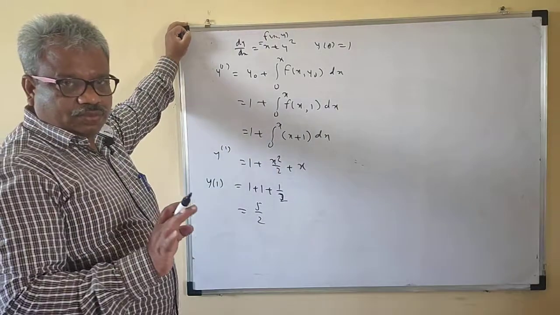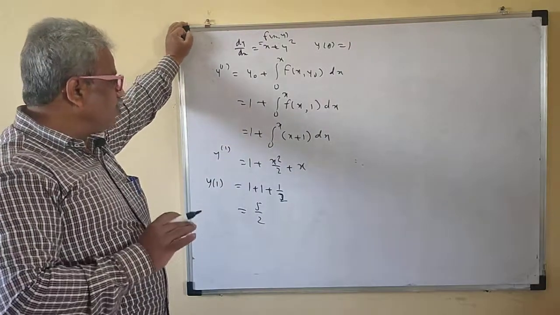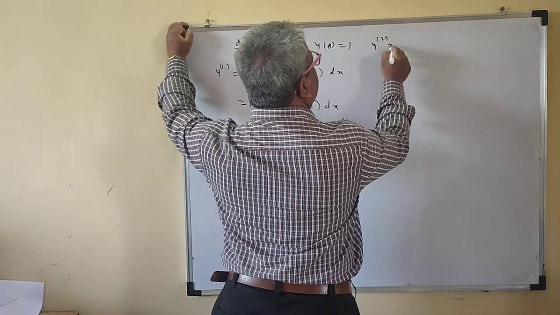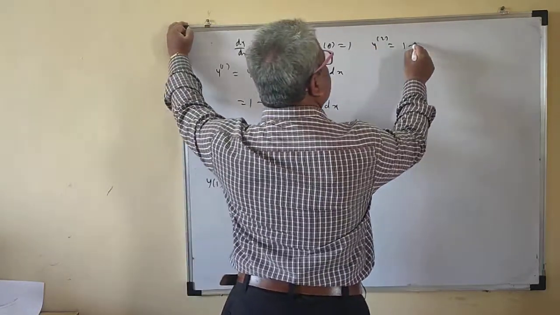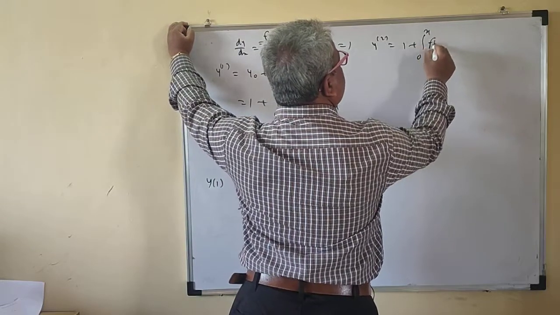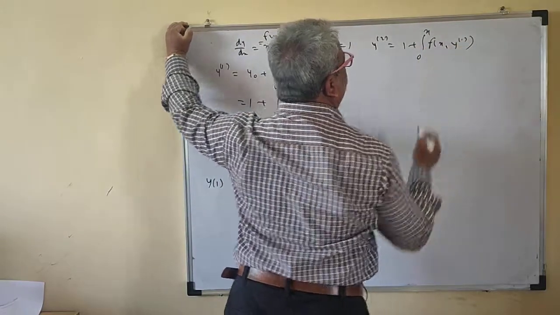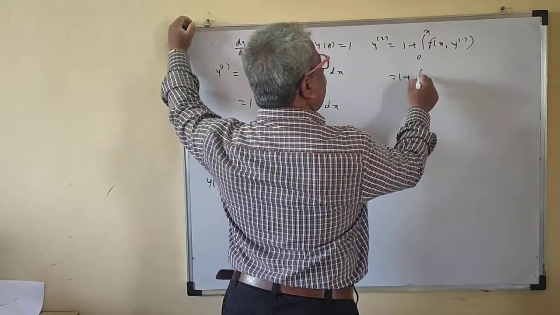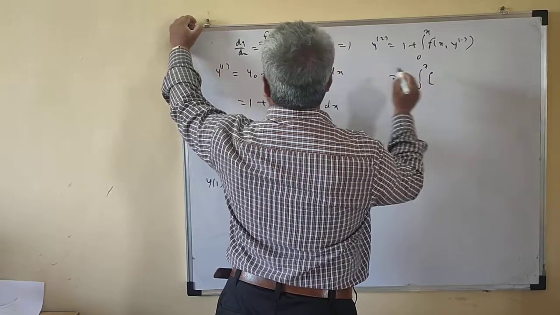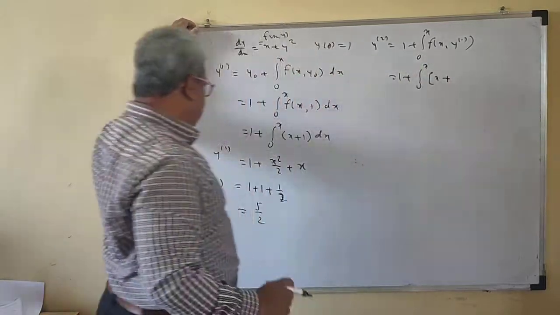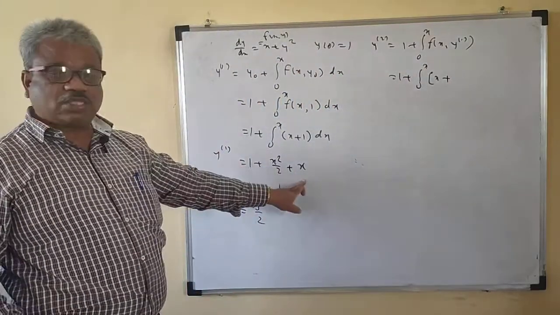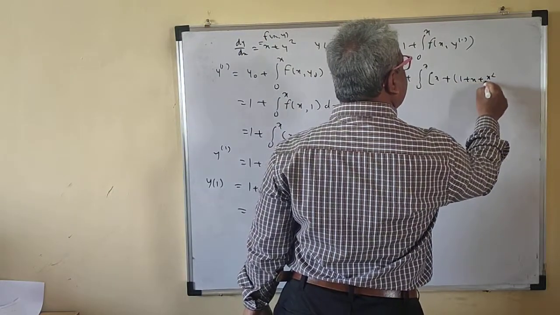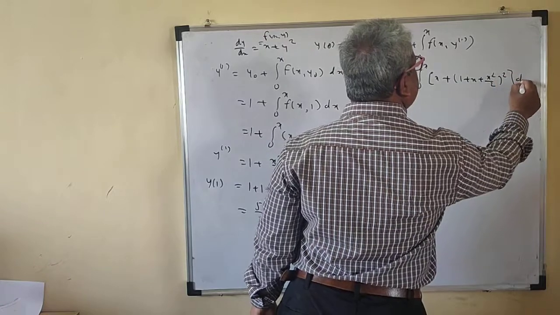For y1 now, we'll find the first approximation, because the second approximation will become complicated. What about the y2 then? We'll check for y2 now. For y2 it is 1 plus integration from 0 to x of f of x, y of 1 dx. So what we have to do here? This is very complicated. This is x plus y of 1 square. You have to take the square of this one, then this becomes very complicated. 1 plus x square upon 2, bracket square, dx.